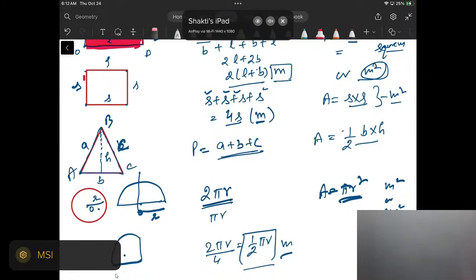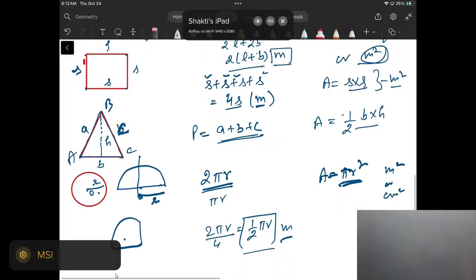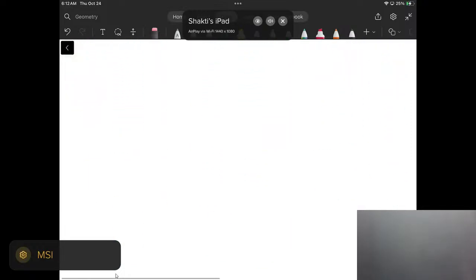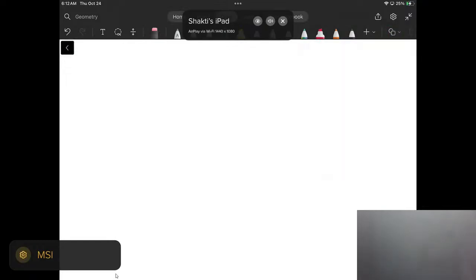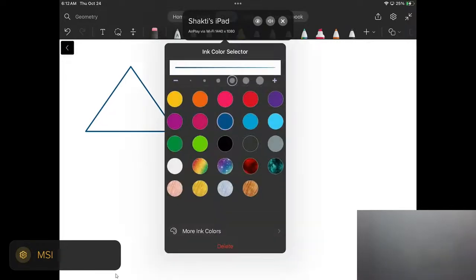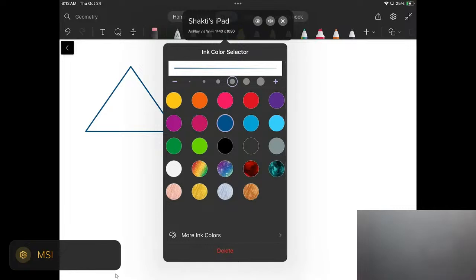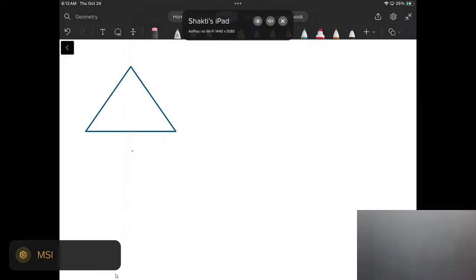Before moving to the questions, let's understand some more points here. We will have a triangle. In this triangle, this is A, this is B, and this is C.